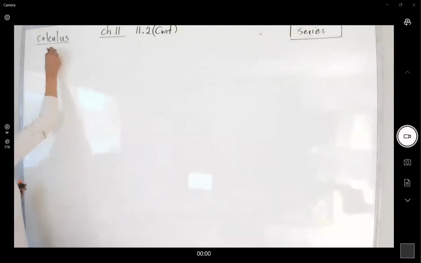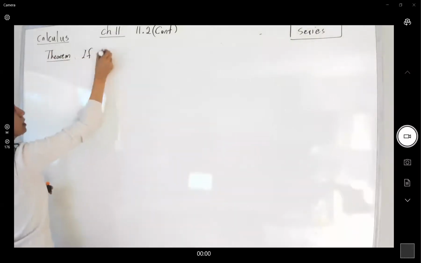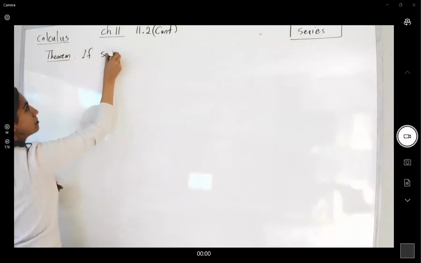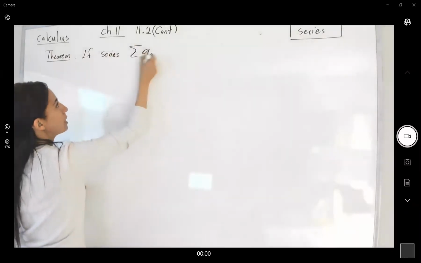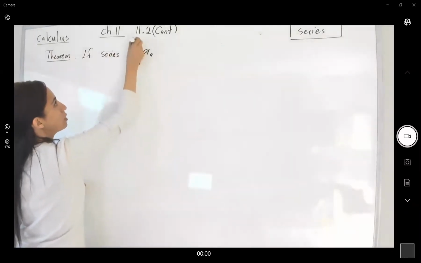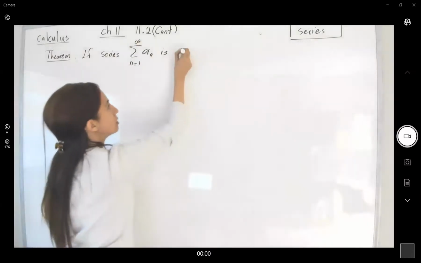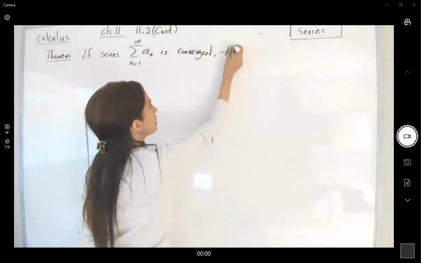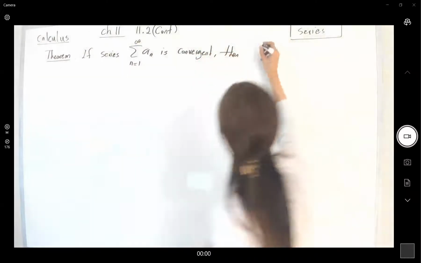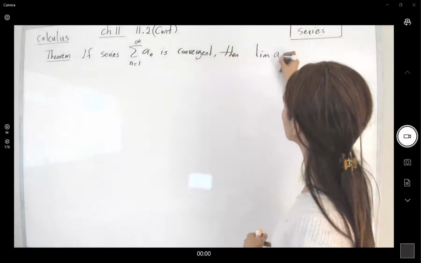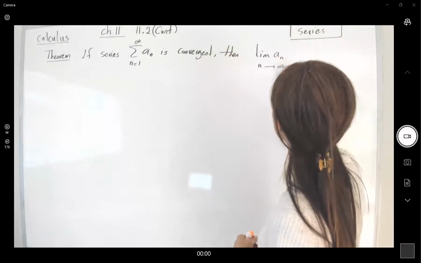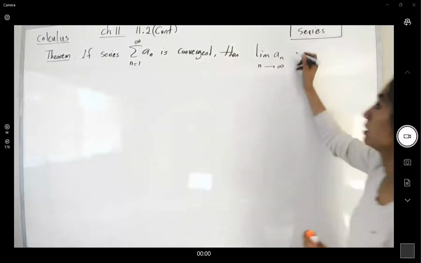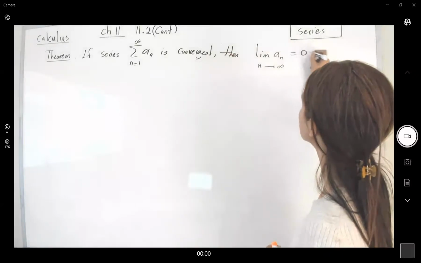Theorem. If series sigma a sub n, starts from 1 to infinity, is convergent, then for sure you can say that the limit of the general term a sub n as n goes to infinity is 0.